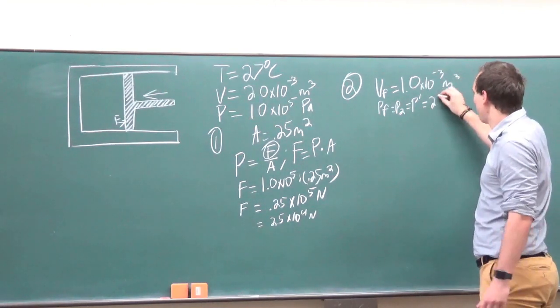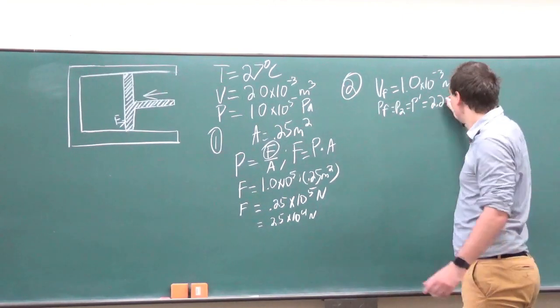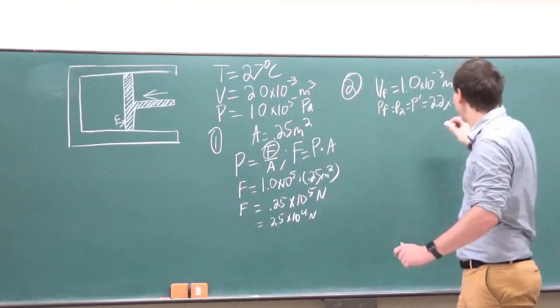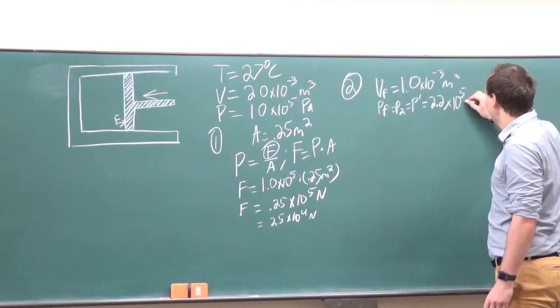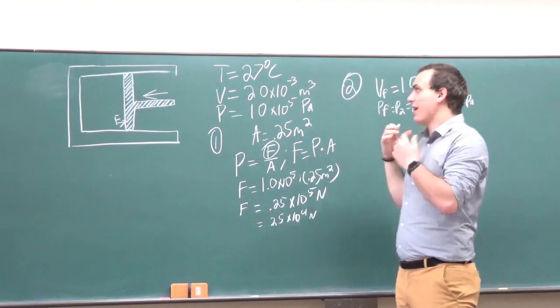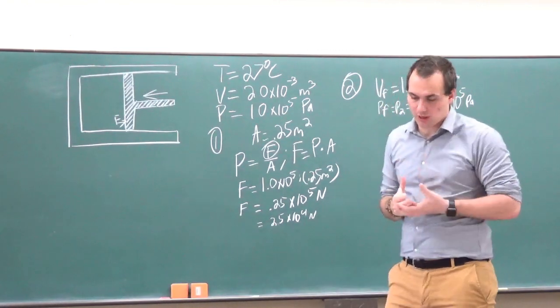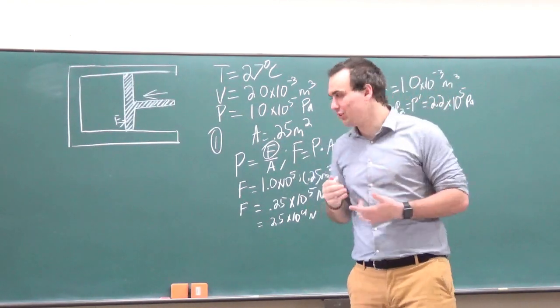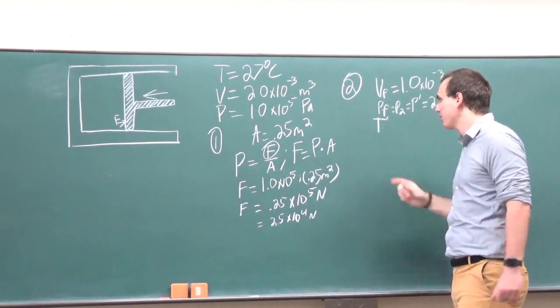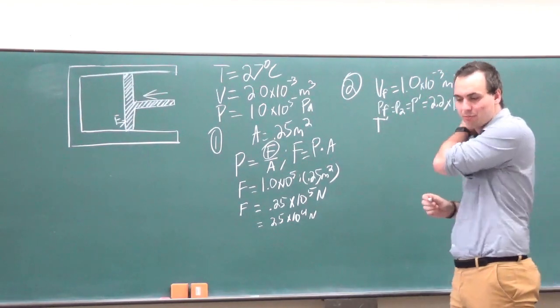is 2.2 times 10 to the fifth pascals. Now we need to find what? The question is asking for what is the new temperature of the gas. Let's write that as T prime.